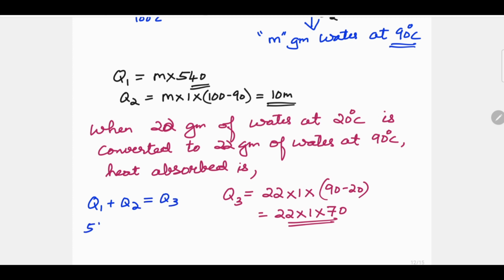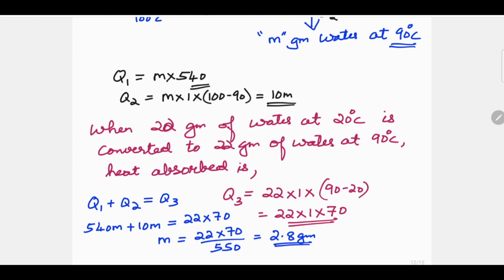That means 540 m plus 10 m equals 22 into 70. That means m equals 22 into 70 by 550. And your answer will be equal to 2.8 gram. So this 2.8 gram is actually of steam. So steam to water. 2.8 gram of steam is converted to water.